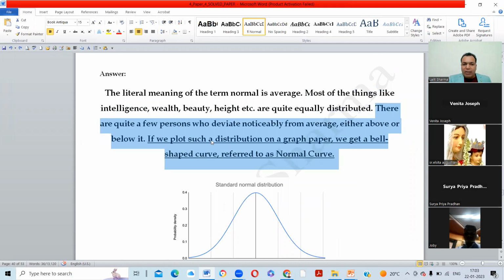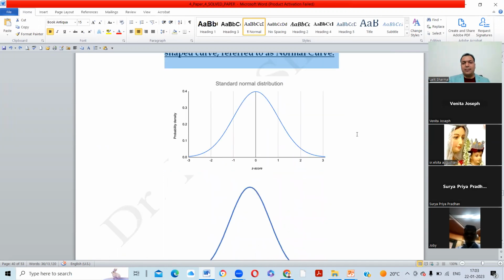And if we plot such a distribution, a graph on paper, we get a bell-shaped curve, and this bell-shaped curve is called the normal probability curve. You can see that, right? Now see, this is a normal probability curve. It is a bell-shaped curve. Okay, go with the pencil. You can draw the normal probability curve over there.